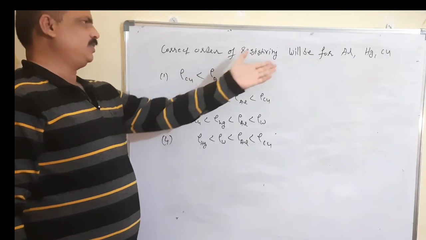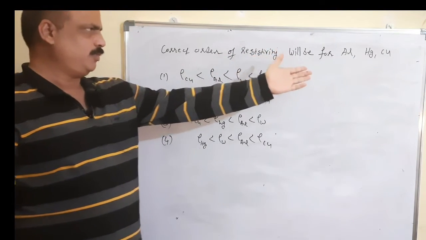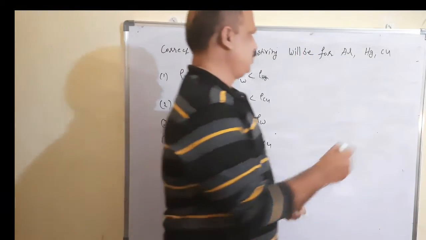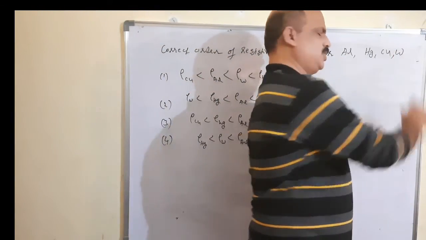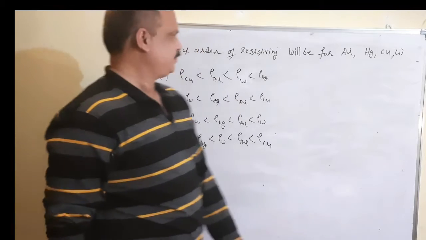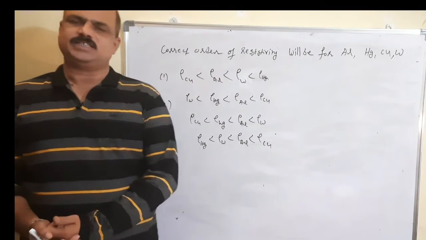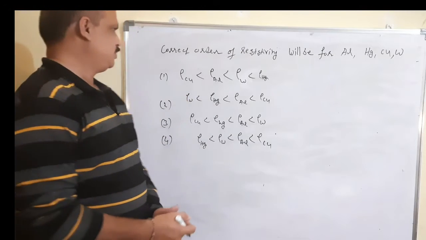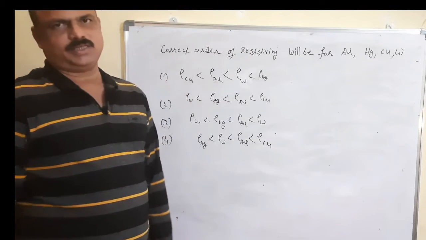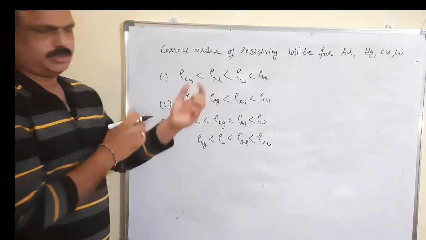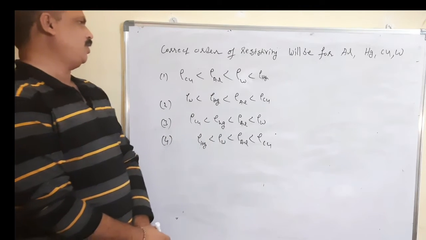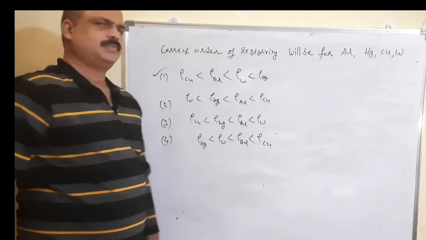Correct order of resistivity will be for aluminum, mercury, copper and tungsten. W means tungsten. So this is a direct NCERT question. So we can easily solve this theoretical question. The correct option is option 1.